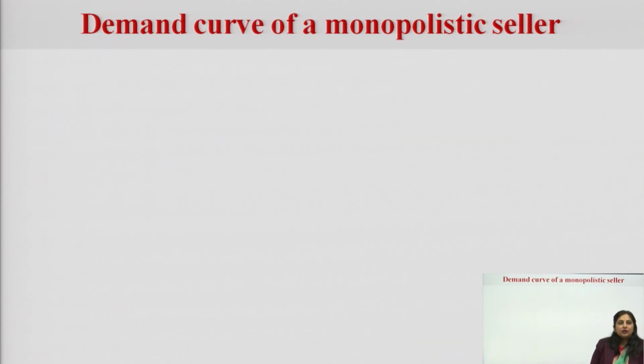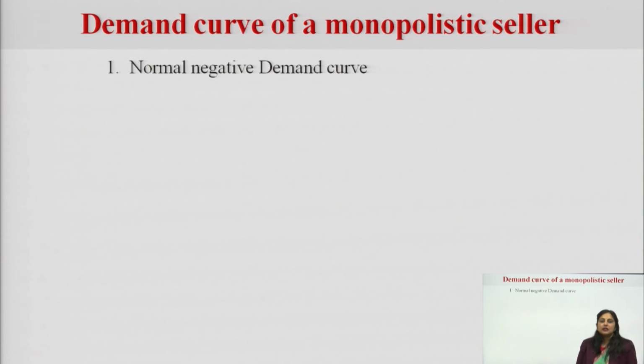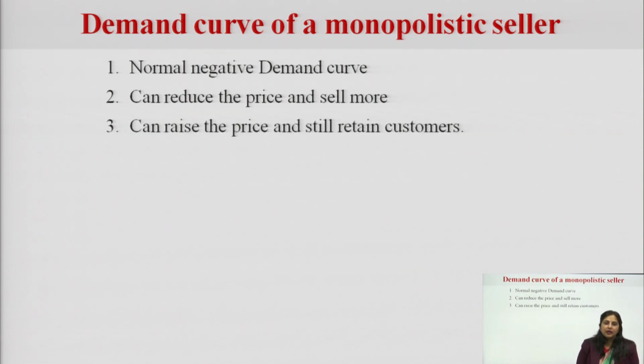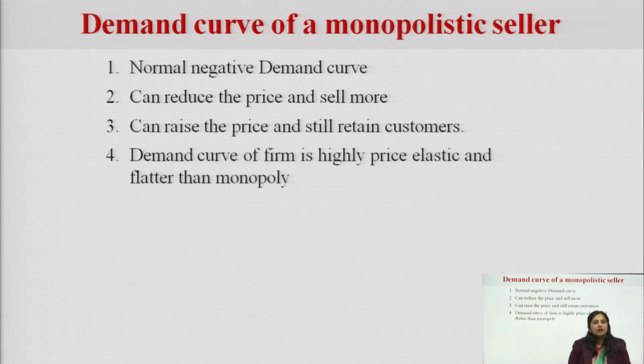How is the demand curve of a monopolistic seller? It is negatively sloped. Why? Because we have earlier said that the demand is highly elastic. It means he can reduce the price and sell more, or he can raise the price and still retain some of the customers. Which customers can he retain? The loyal customers, because he is providing something extra, some extra features, and that is why some customers like his product and are loyal. The demand curve of a firm is highly price elastic and flatter than monopoly. This is the difference between the demand curve of a monopolistic seller and a monopolist seller.